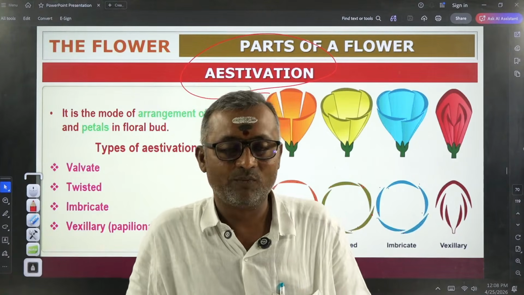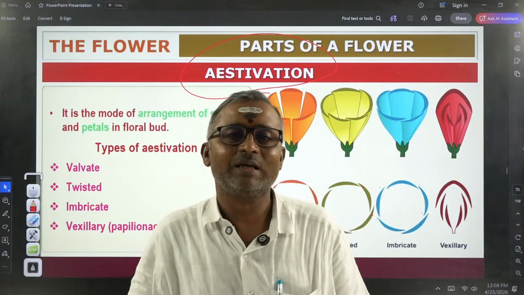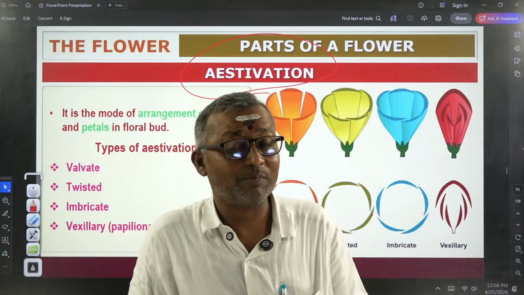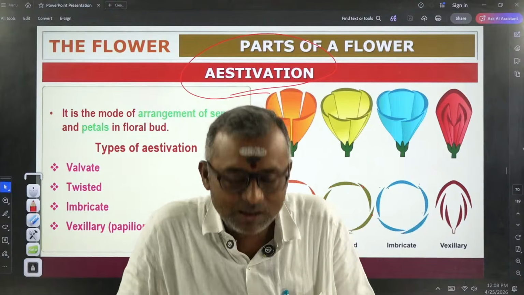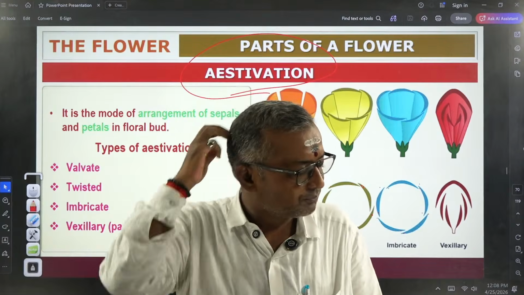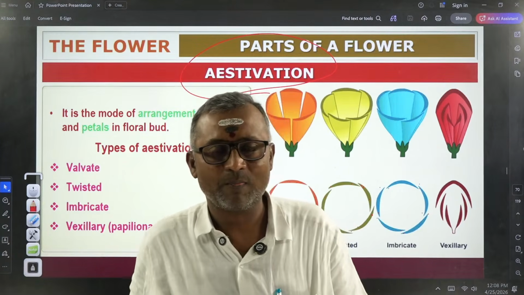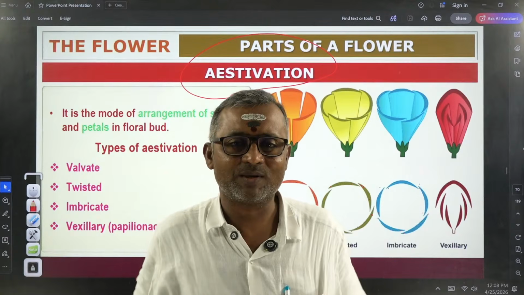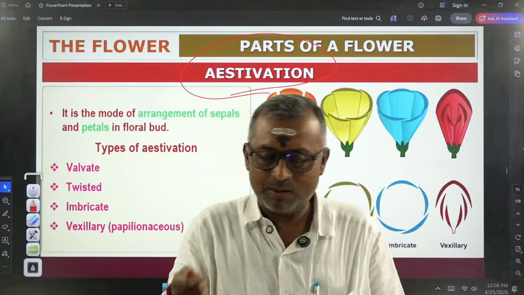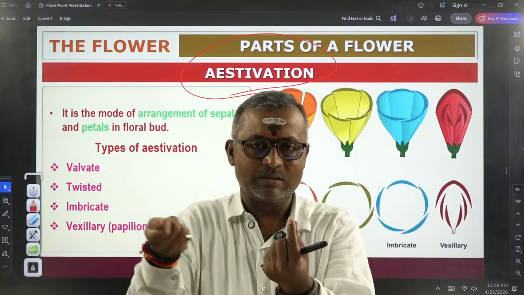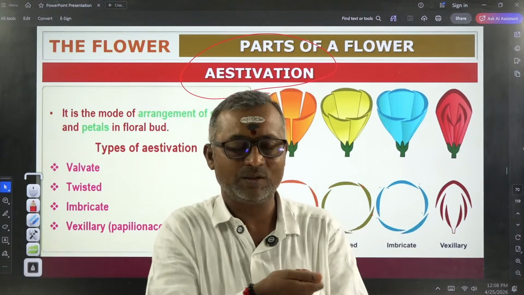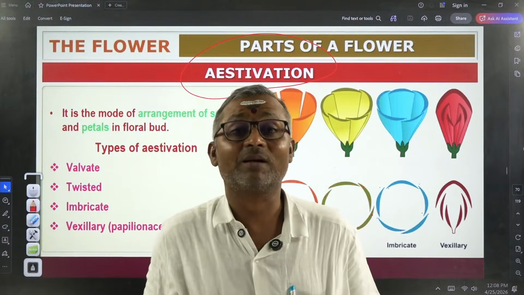That's why if you want to observe estivation, it is a must to take a bud of a flower. In the bud, the arrangement of sepals and petals is very clear. If you want to see this estivation, just get one China rose flower bud. It may be available in your street or in your kitchen garden. Get one bud and take a blade, like a shaving blade, and take the transverse section at the bottom of the flower. You can check the arrangement of sepals and petals in that flower.